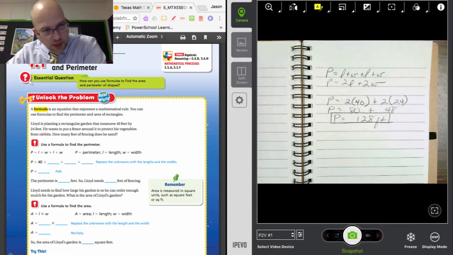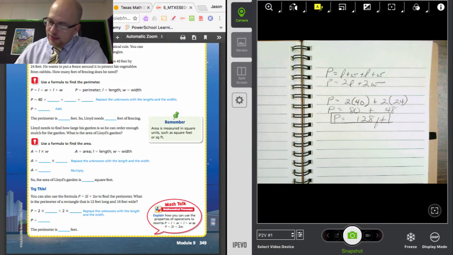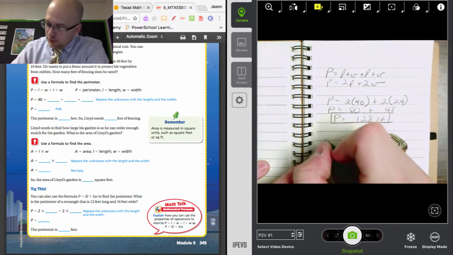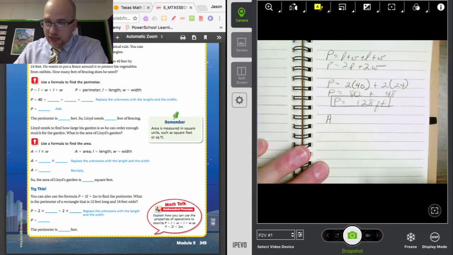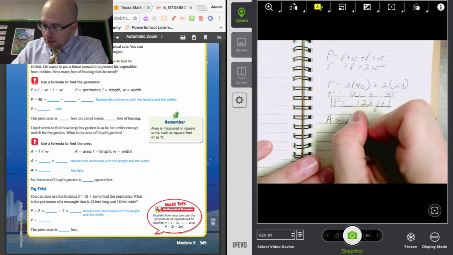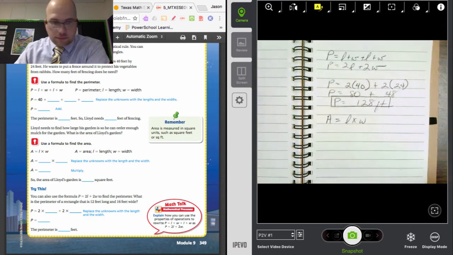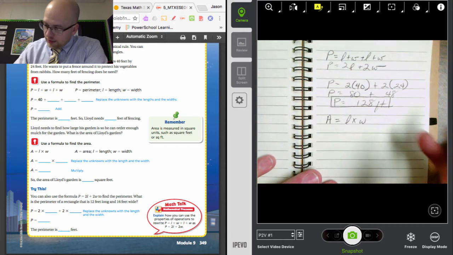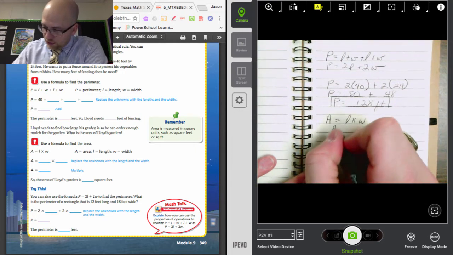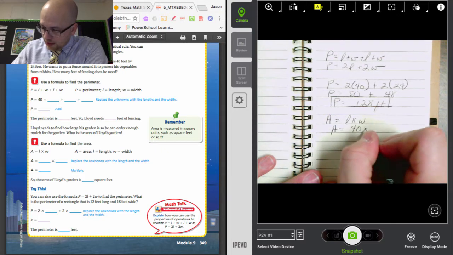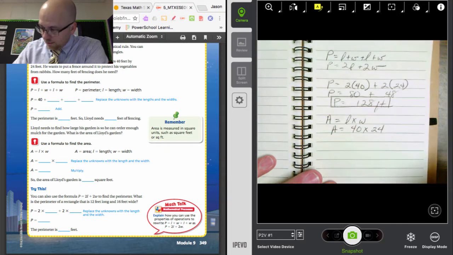Now, to review area, remember that the area is the amount of space inside an object. So if I wanted to know how much space there is inside the fence, that's what I'm looking for. So the area formula, which we will remember from last year, is length times width. Length times width is area. In this case, we know that the length is 40 and the width is 24. So area equals 40 times 24.